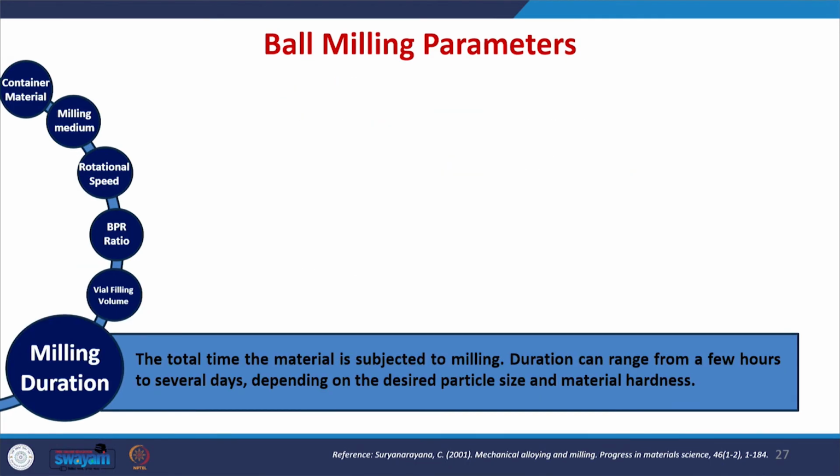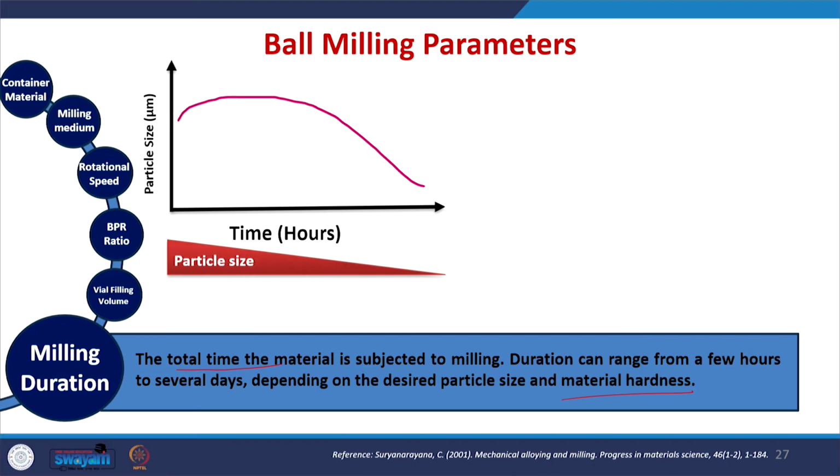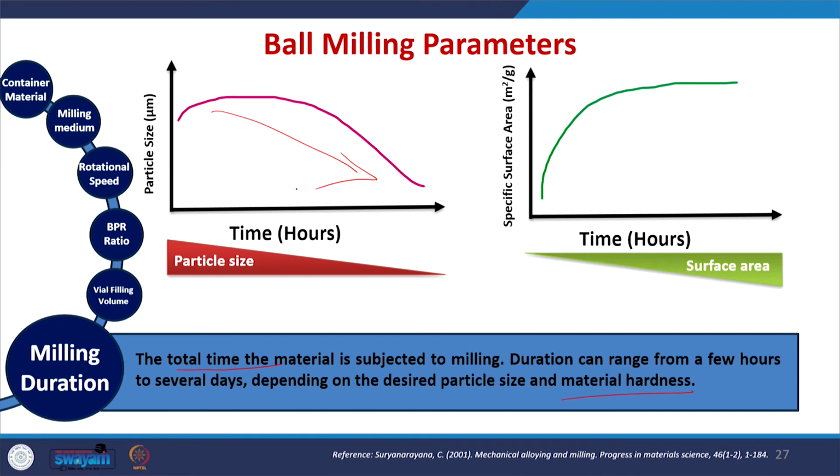The last parameter is the milling duration. This is the total time the material is subjected to milling. It depends on the material, and it can go from a few hours to a few days. It also depends on your material hardness. With respect to time, the particle size will go down, and when the size goes down, the surface area to volume ratio will be higher.